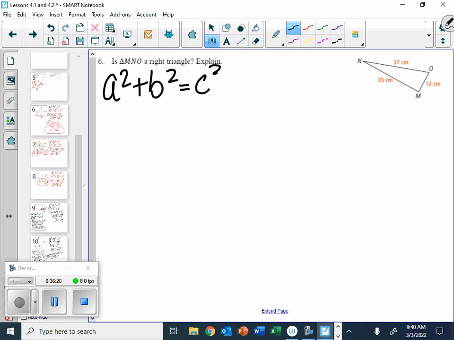First of all, we need to determine which one of these sides is my hypotenuse. Yeah, it's the longest side. Good. The largest side is always my hypotenuse. So that's my c. 37 is going to be my c. That means 35 and 12 can be my a and b. So you need to ask yourself, does 35 squared plus 12 squared equal 37 squared? If it does, it's a right triangle. If it doesn't, it's not a right triangle. It's just another triangle.